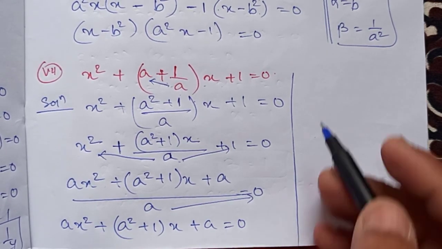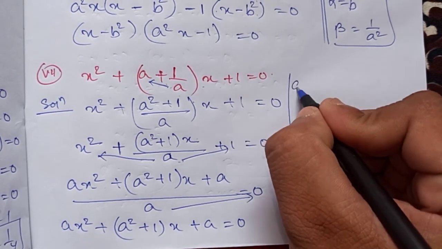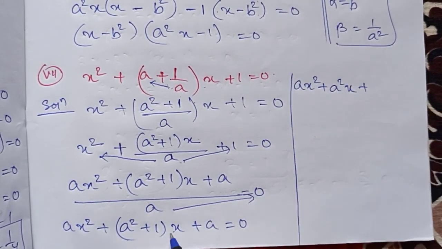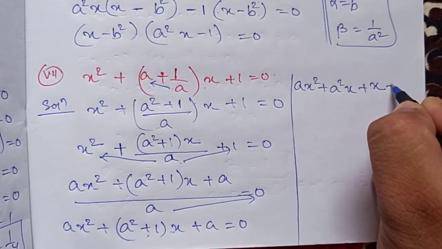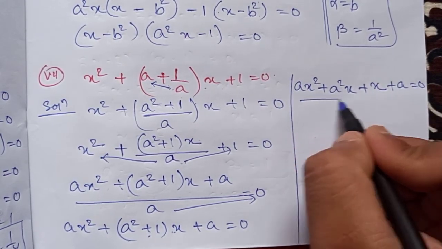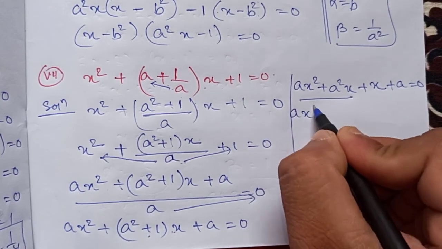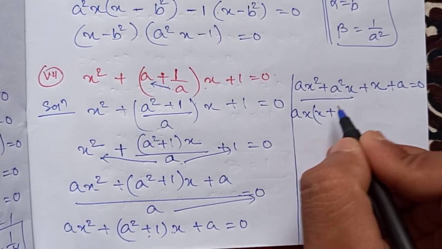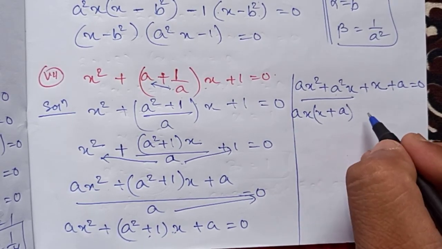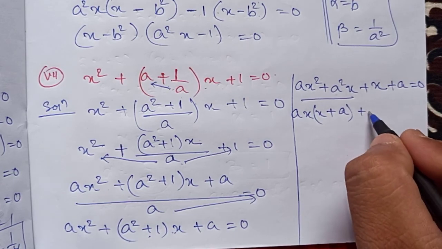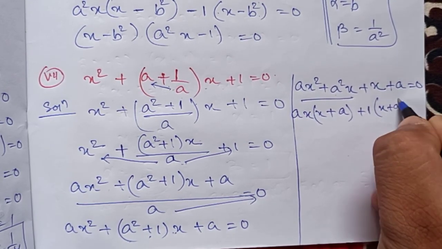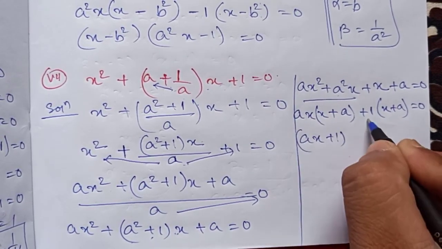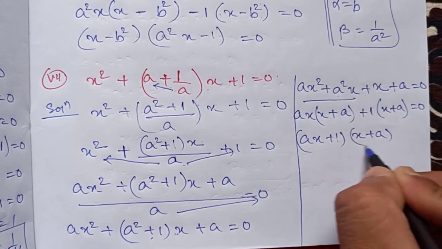So no need to split anything, just arrange them. A x square plus x into a is a square x, plus x into 1 is x, plus a equals 0. Between the first two terms take out a x common, so a x into x is x square, plus a is left inside the bracket. Between the last two nothing is common, so write 1 outside, x plus a inside the bracket. So a x plus 1 into x plus a equals 0.